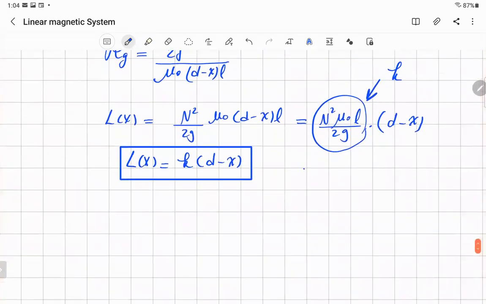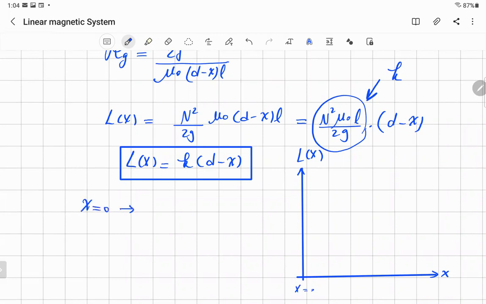And now I can sketch. The first question that was asked: how to sketch L of X against X. The change of the inductance with the air gap when it's moving will be a straight line. The first one, when X equals 0, what's the value? When X equals 0, L of x is equal to k times (d minus 0), so it will be equal to k d.